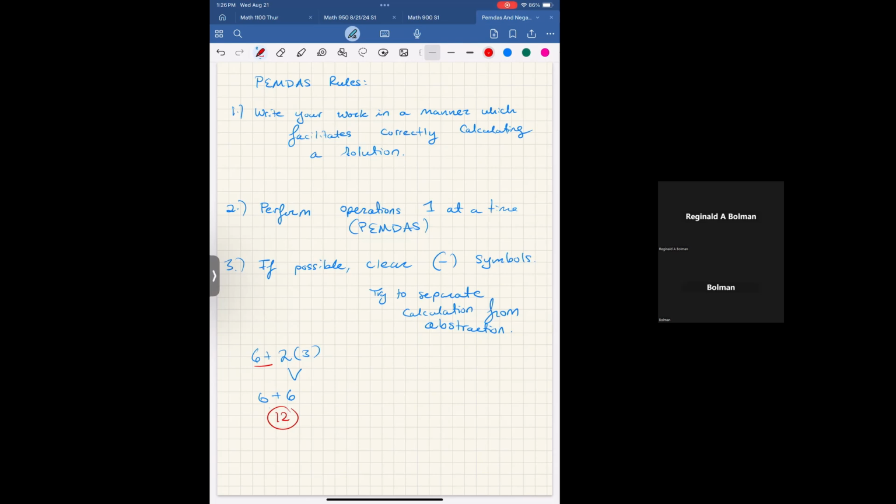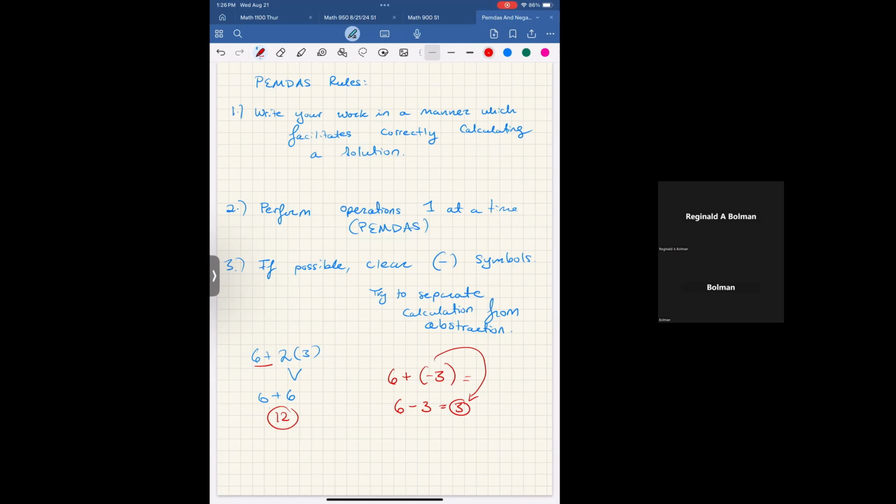So if you've got a problem like 6 plus -3, what I would do if I'm scanning through a PEMDAS problem and I see this positive and negative symbol is I'm going to go ahead and rewrite this positive and negative as a negative. So I can rewrite this 6 plus -3 as 6 minus 3, which gives me 3.